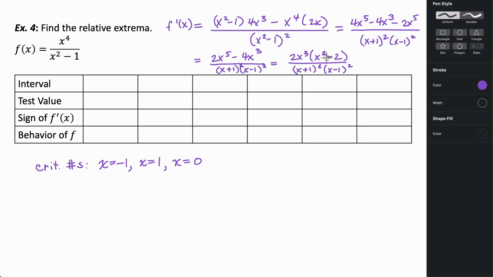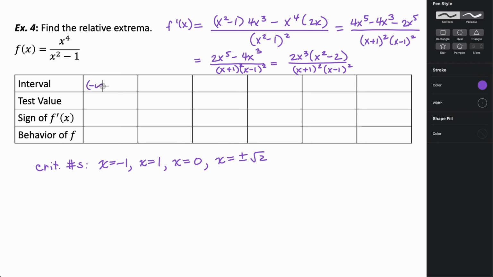And then solving x squared minus 2, if I were to solve this, I'm going to get that x is going to equal plus or minus the square root of 2. Whew. So we have a bunch of critical numbers. We need to break up the domain of this into those different intervals. This is defined everywhere except for -1 and 1, so all these other numbers are good as far as intervals are concerned.